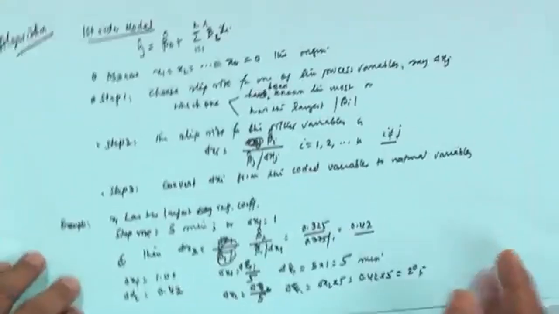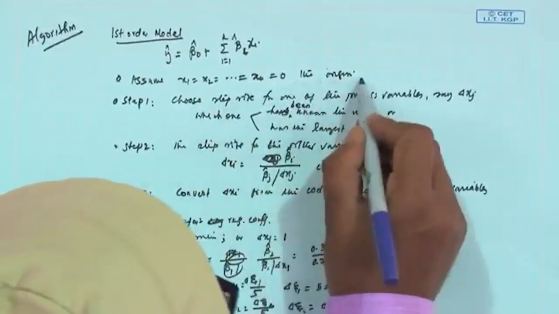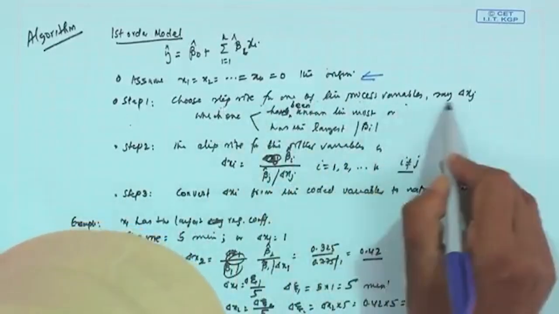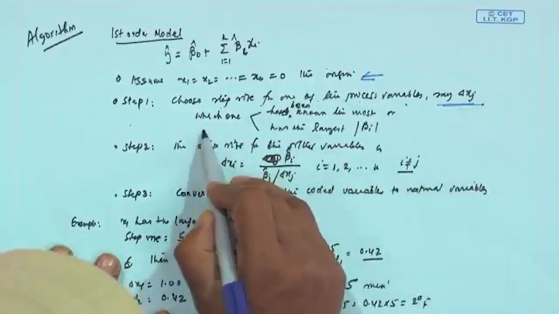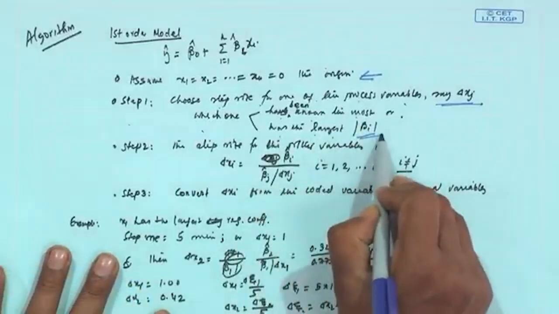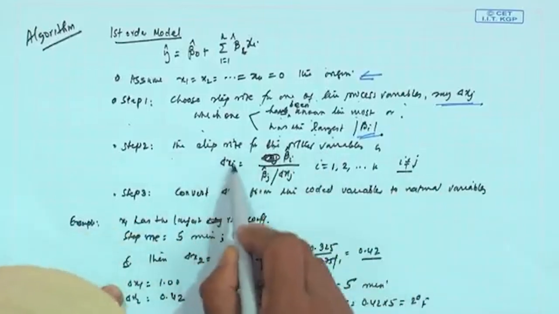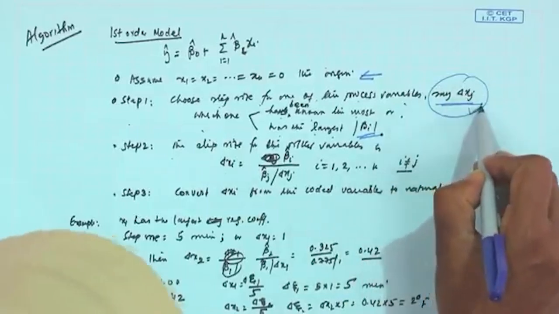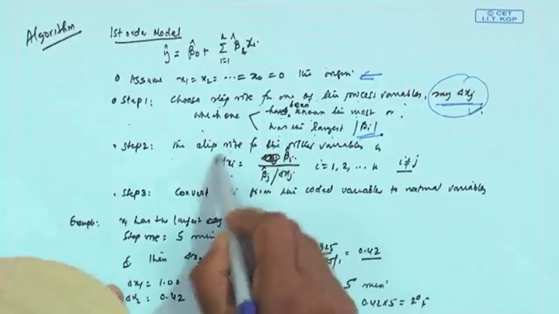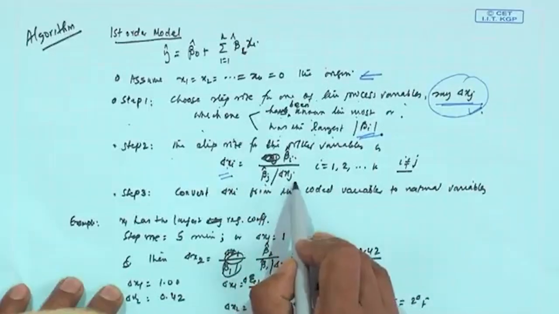Let us go to this. Okay. So, these are basically the steps. You start with the origin, then step 1, choose a step size for one of the process variables, say x j. Which one will you choose? The one known to have the largest contribution in terms of effects, and its step size will be delta x j. Once you choose this delta x j, the step size for the next variable will be beta i, the estimate for that variable, divided by the estimate of the chosen one and multiplied by its step size.